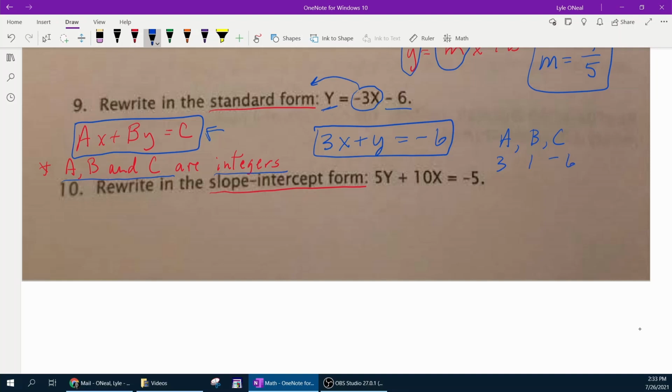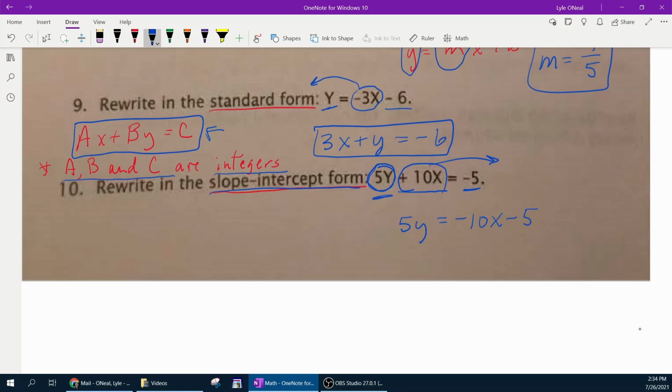And for the last question, write in slope-intercept form. Slope-intercept form means y by itself. So here's the y term. I've also got this plus 10x term. I need to move it over to isolate the 5y. So remember, if you take something across the equal sign, it has to change sign, and that will become minus 10x. The 5 is minus 5.